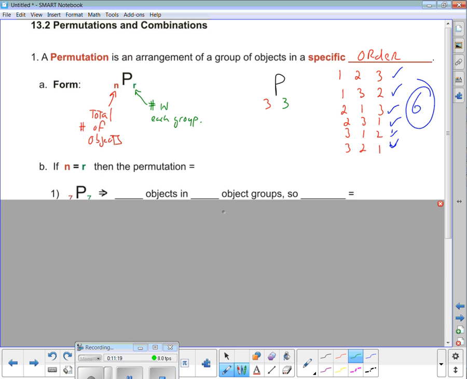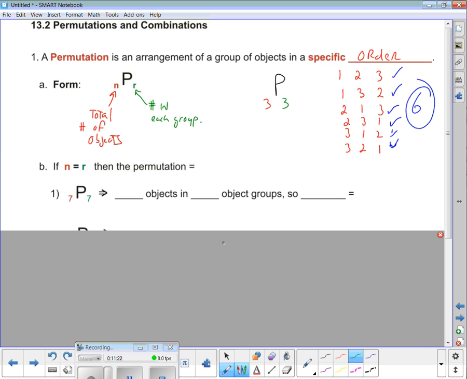All right, let's see if we can understand a few aspects here. B, what if n equals r, like our example did? Then the permutation is simply n, and then I'm going to go green for my factorial symbol. It's n factorial. So go back to our example here. This is really 3 factorial. And what is 3 factorial? 3 times 2 times 1. Isn't that 6? Oh, yeah. Hey, that works.